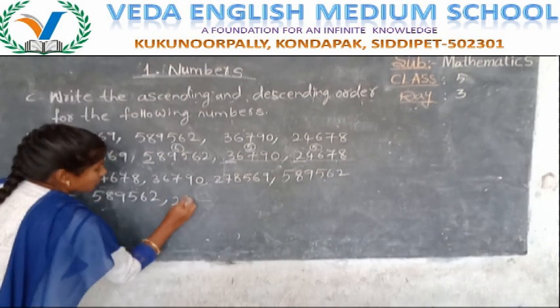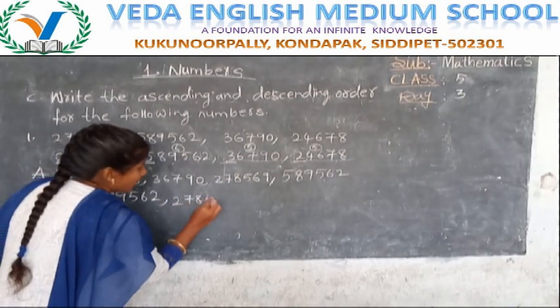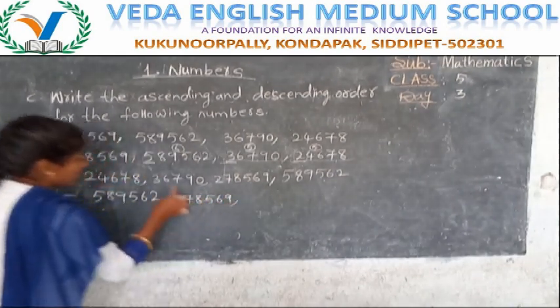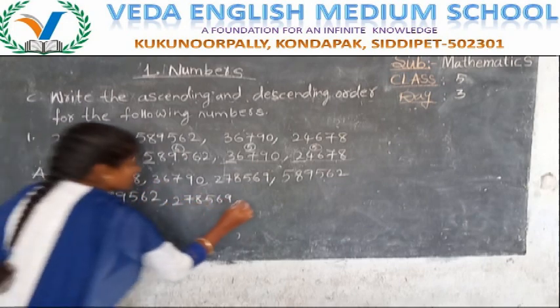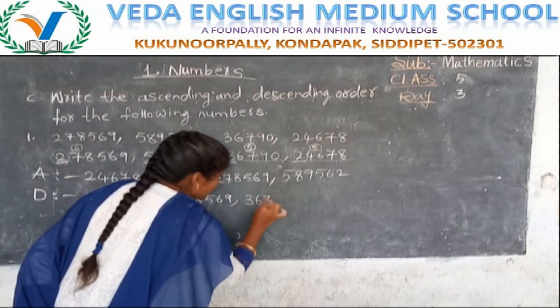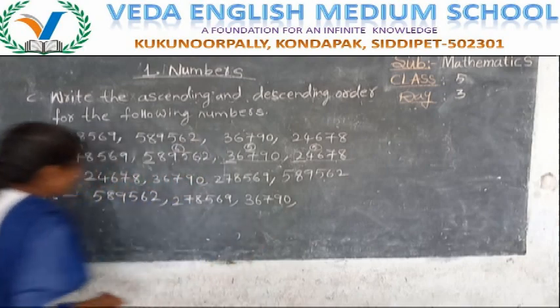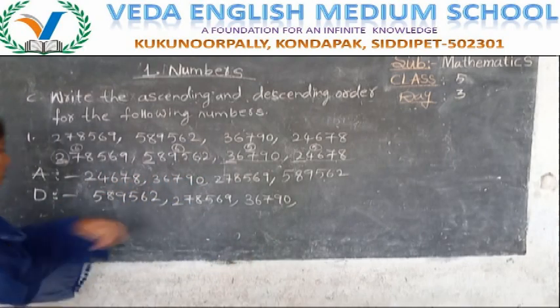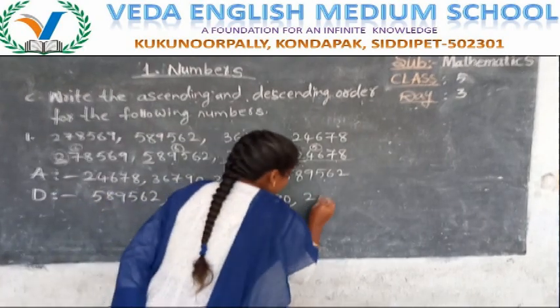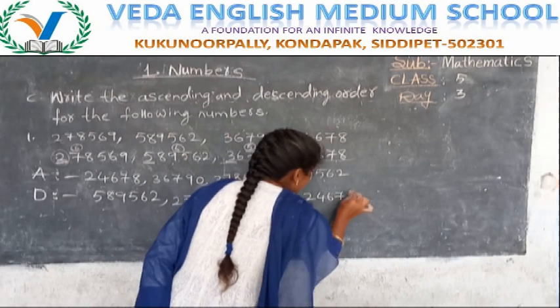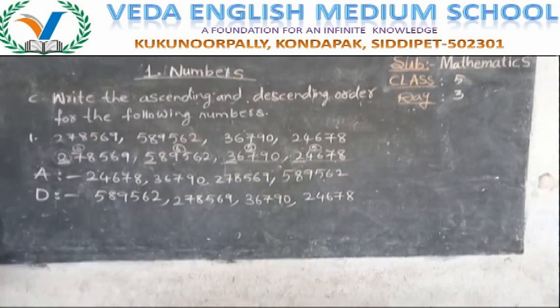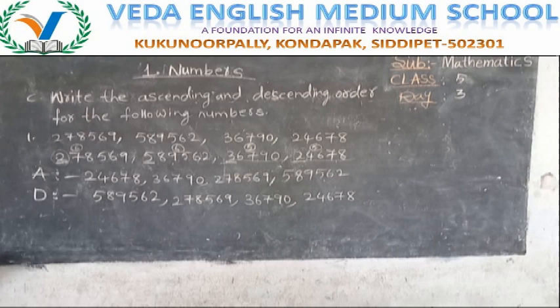Next 2, 7, 8, 5, 6, 9. Next 3, 6, 7, 9, 0. Last 2, 4, 6, 7, 8. That means if you know ascending order, then you can write descending order easily. First one has completed. I will explain the next one. The remaining two are your homework.